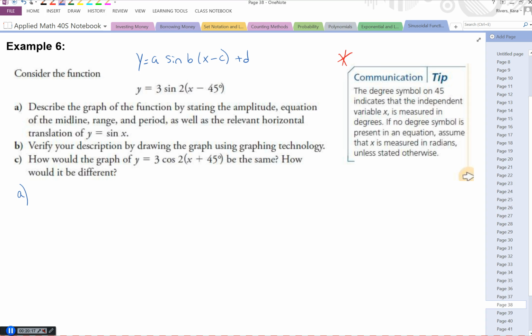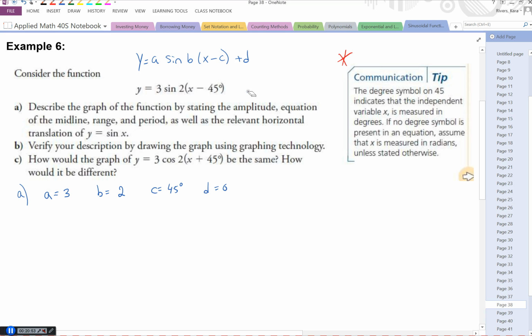Alright, so in this question, similarly to the previous one, it says describe the graph of the function by stating amplitude, equation of the midline, range and period, as well as the relevant horizontal translation of y equals sine x. So let's just start by getting our a, b, c, and d. And as you can see above, I wrote out the form of the equation, so we can easily do that. So our a value is 3, our b value is 2, our c value is 45 degrees, and our d value is going to be 0 because there is no d value here.